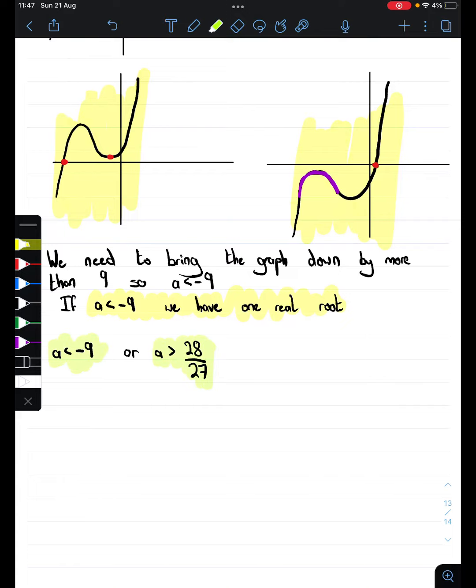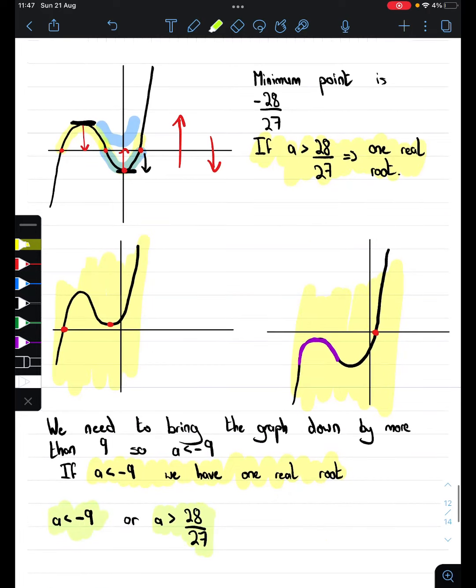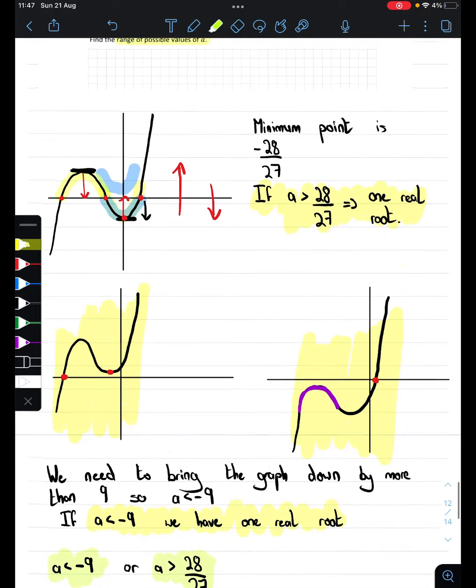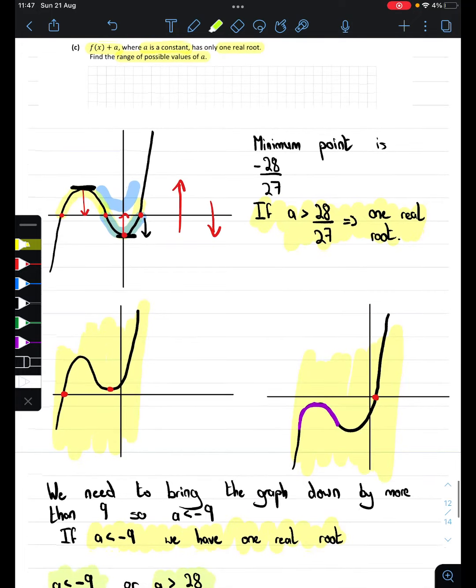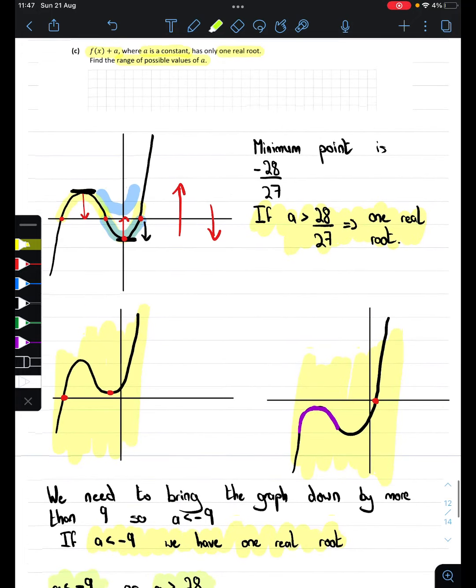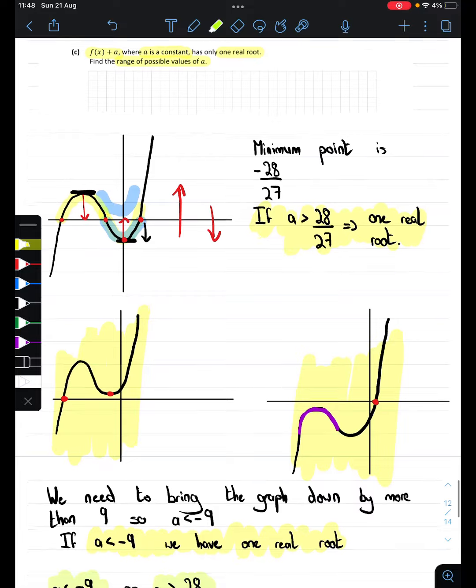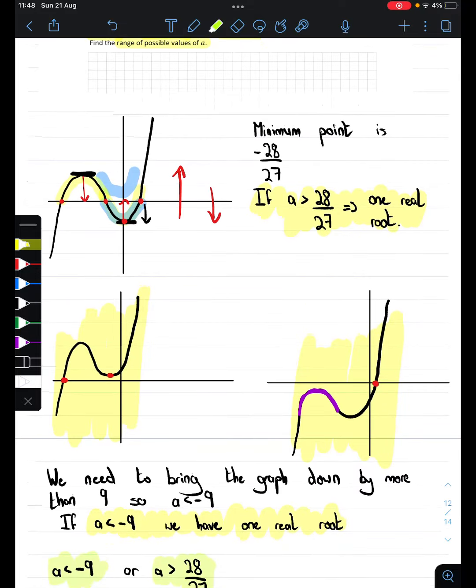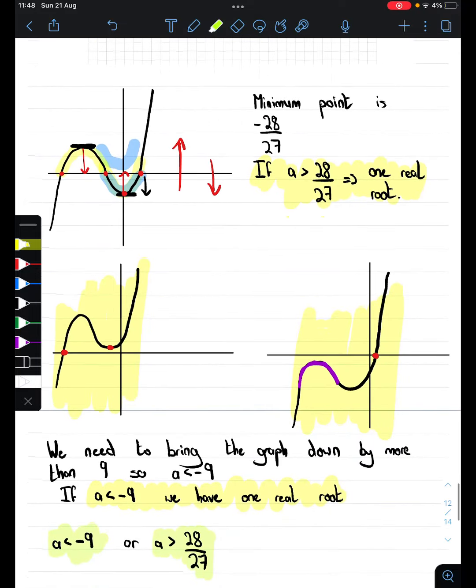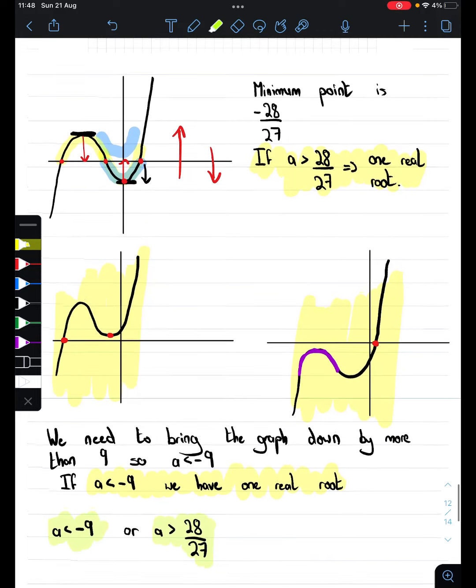I know this is a bit of a graphical, intuitive approach, but I think that getting a better understanding of what cubics look like and how they work is the most beneficial thing that I could get across in this video.